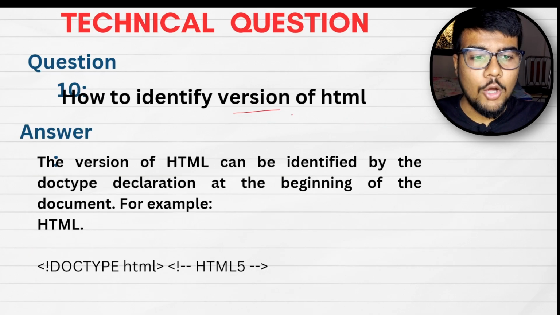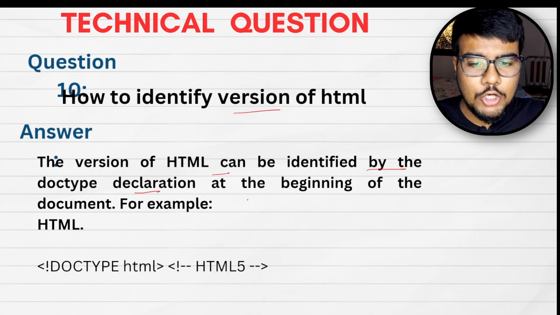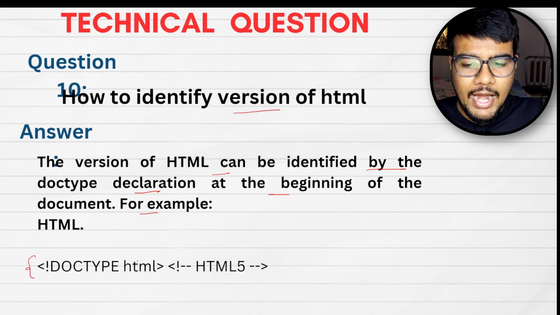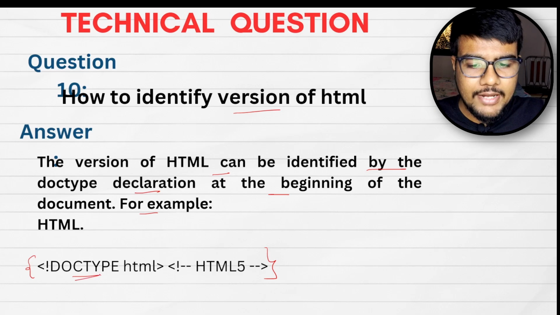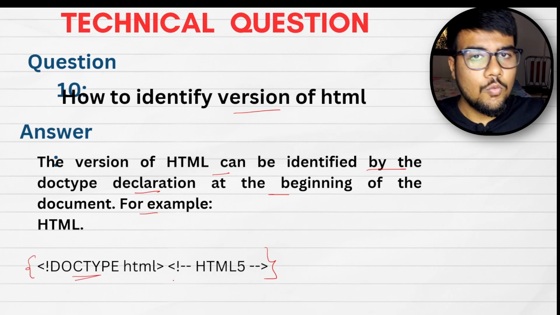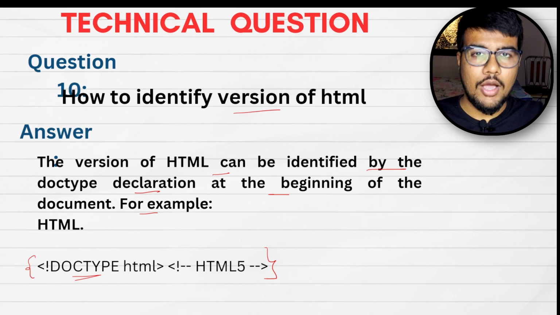How to identify the version of HTML? The version of HTML can be identified by the doctype declaration at the beginning of the document, for example. If you have gone through the HTML language, at the very first line, you might have seen this line, doctype. So this is a particular way to find the version of the HTML script that you have written.